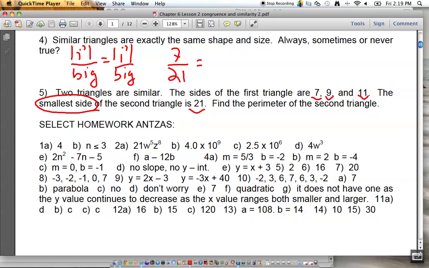Now, here, there's a couple of different ways we can do this. One way that we can do this is to find each side individually. Watch. 7, 9, 11, 21, x, y. And I could then find the x, I could then find the y, and then I could add them all up to get the perimeter. That's one way to do it. Okay? Let's do it that way.